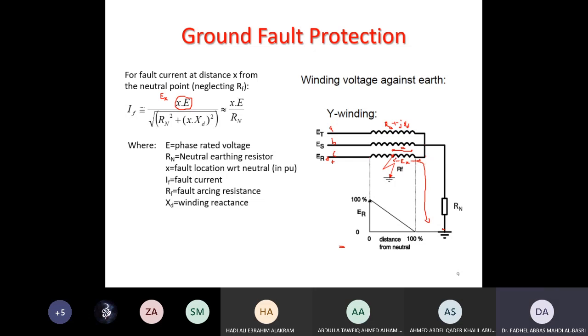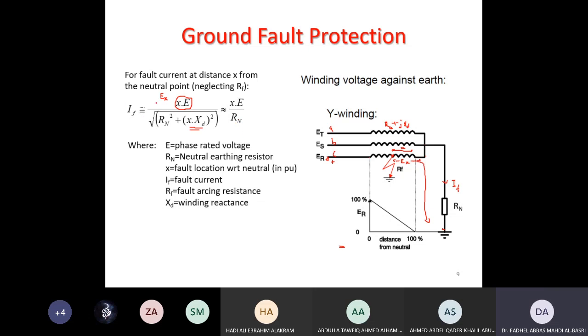So if you divide this voltage over the impedance of this plus this, it gives me the total impedance to the fault point. And because as X becomes closer to the star point, this part becomes negligible, and then we'll have just the root of Rn squared, which is Rn. So approximately I can estimate the fault current in the neutral, or the resistance, by using XE over Rn.